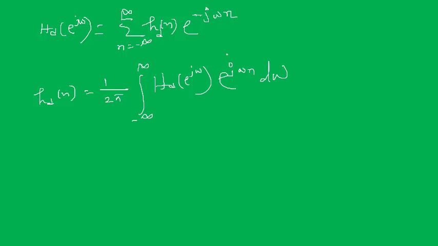With this we shall proceed further, and the same thing is applicable for wr of n also. wr of n we will get from the inverse transform, and Wr of e power j omega we will get from the forward transform. So I am leaving it to you, I believe you will be able to do it on your own.